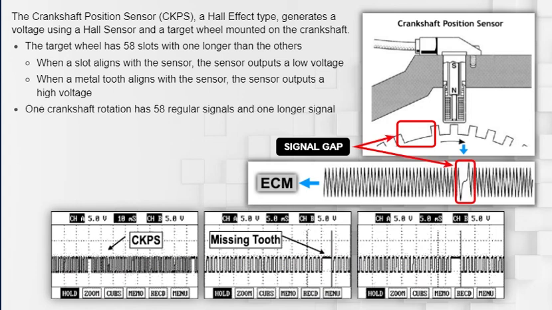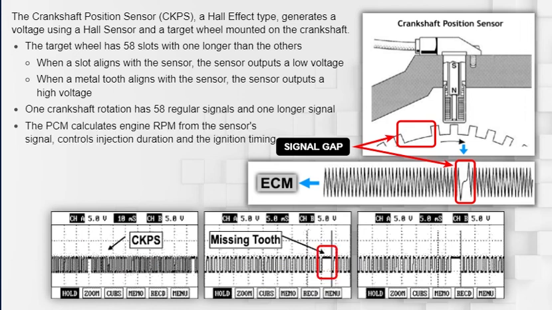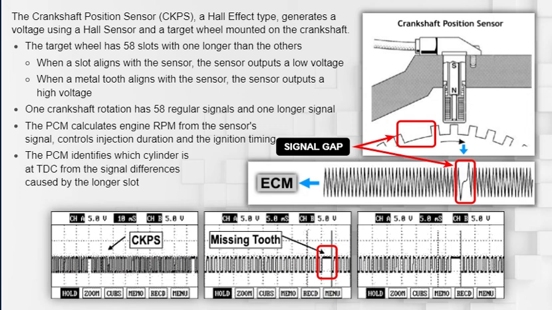During one crankshaft rotation, there are 58 regular signals and one longer signal. The PCM calculates engine RPM by using the sensor's signal and controls the injection duration and the ignition timing. Using the signal differences caused by the longer slot, the PCM identifies which cylinder is at top dead center.